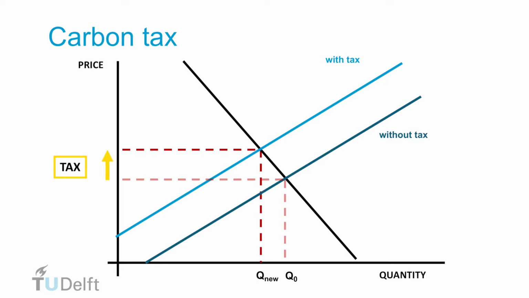The carbon tax has raised the supply curve, and this has created a new intersection point with the demand curve. At this new intersection point, it now costs more money to produce the same quantity of product. A new market price is established that is higher than before. This also corresponds to a new production quantity, Q new.